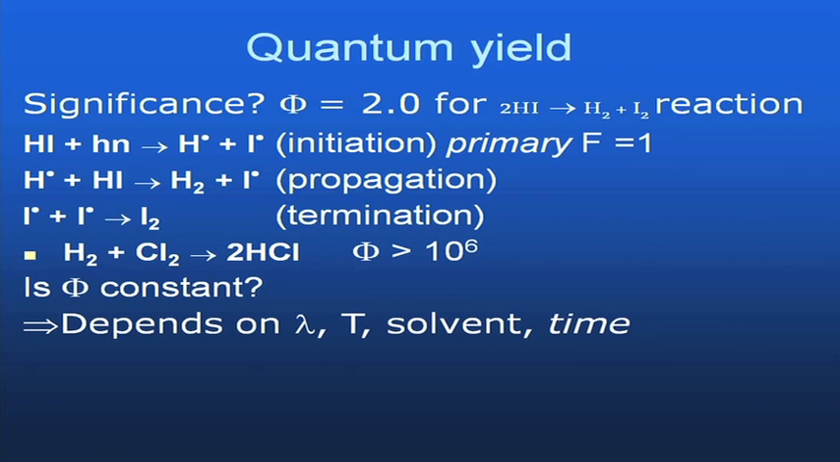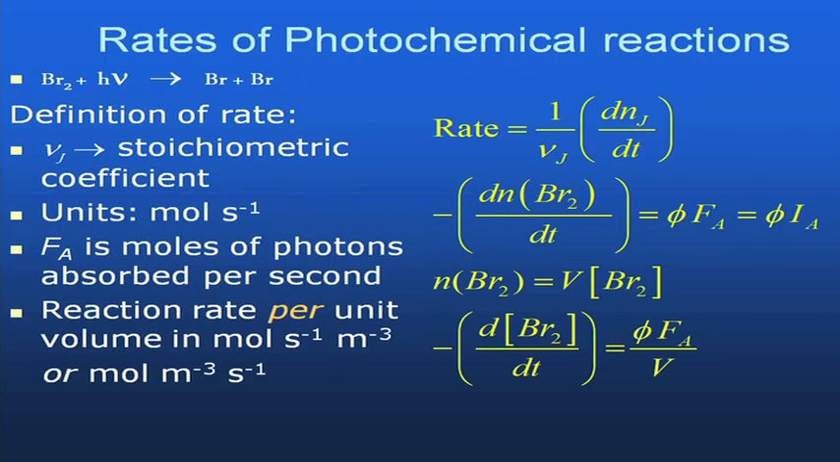Next is the rates of photochemical reaction. Br2 plus h nu giving rise to Br. It is just a homolytic cleavage. As per definition, rate is 1 by nu times dNj/dt, as I told you in the first lecture. So dN/dt means the number of molecules of Br2 that are broken, which is nothing but equal to phi, the quantum yield, times Fa. That is basically Ia.